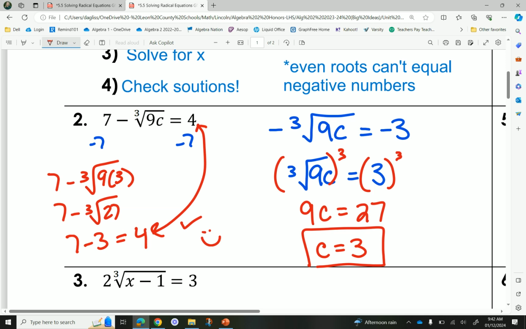Because you are allowed to cube root a negative number. And that's okay. The square roots are what you've got to make sure that does not happen if you plug it back in.